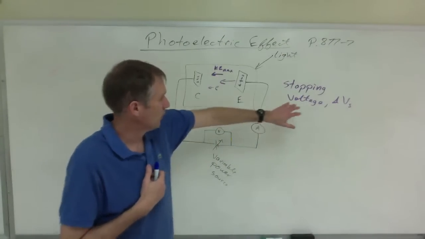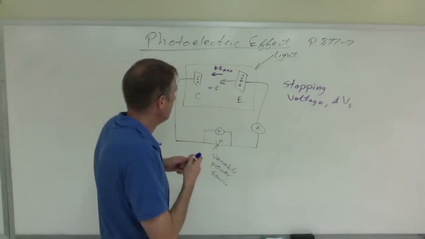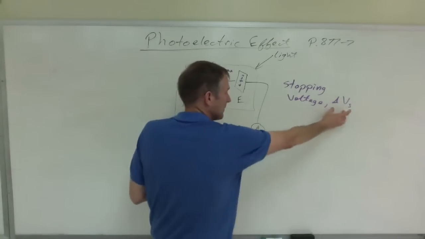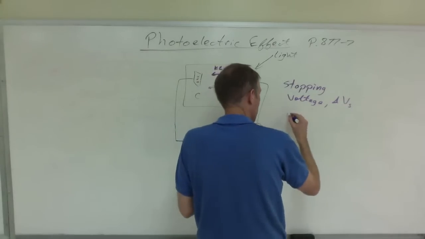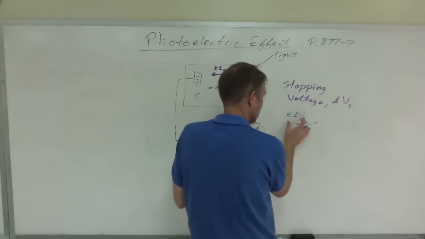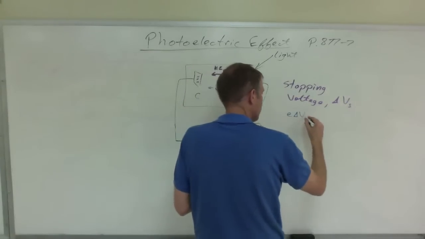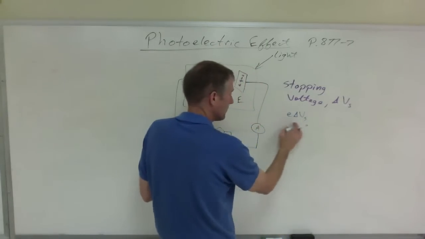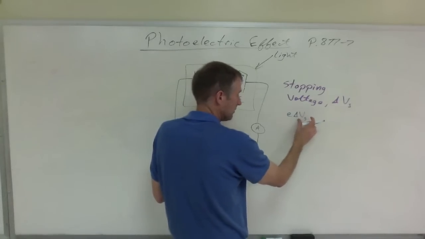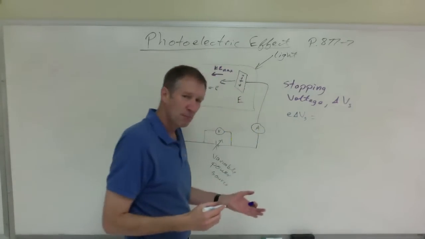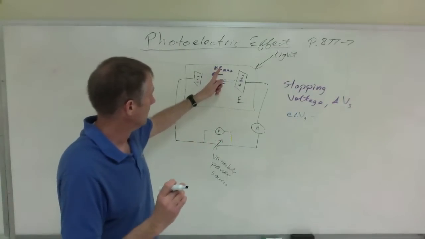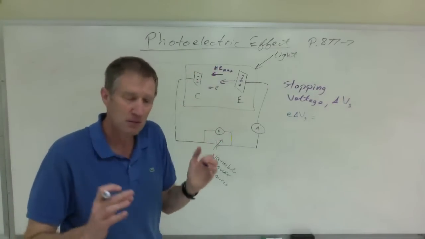Now here's something with the stopping voltage. Remember that the energy associated with the stopping voltage can be expressed as E delta V in electron volts, all right? And so the energy associated with the stopping voltage in electron volts is E times whatever that voltage is. And it is just stopping the photoelectrons with the maximum kinetic energy.